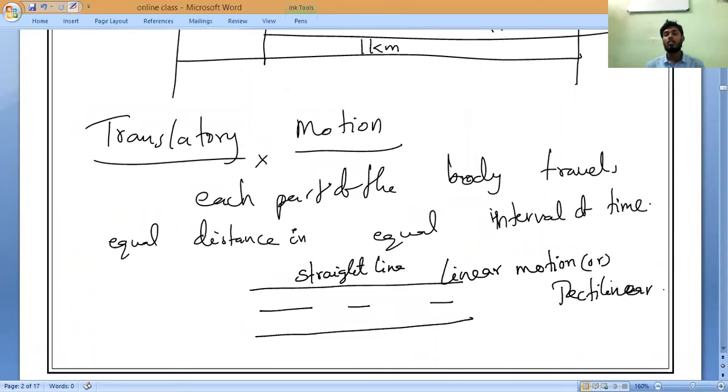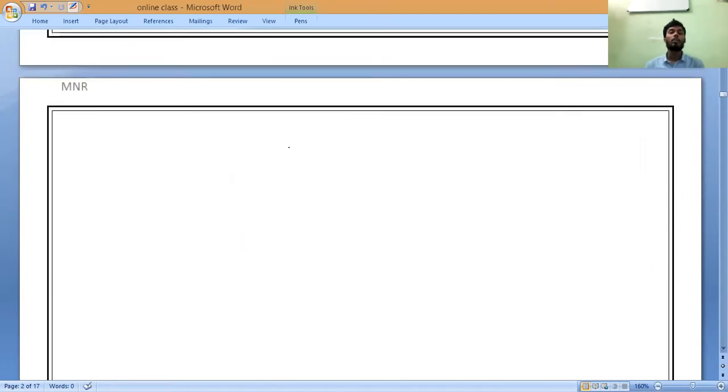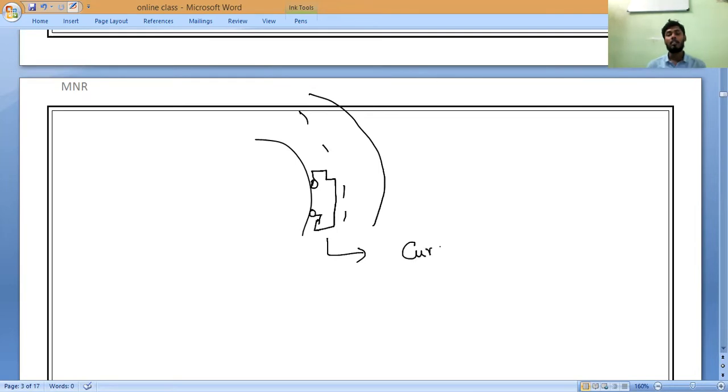What is it called? Rectilinear motion. Yes. When the body is traveling in a straight line, then we say it is rectilinear motion. Clear? Now, suppose suddenly a curve comes in your road, then what will happen, guys? Will your car still go in a straight line? No, sir. Our car will take a turn. Yes or no? So this is what we call curvilinear motion. Understand? Curvilinear motion.